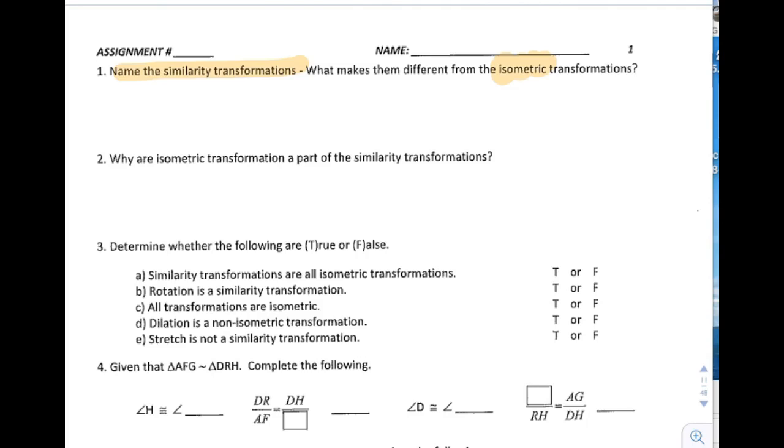Question 2 says, why are the rigid motion transformations part of the similarity transformations? Because anytime you reflect, translate, or rotate, you're really also dilating by 1. Talked about in class today. So when you're congruent, you're always similar as well.